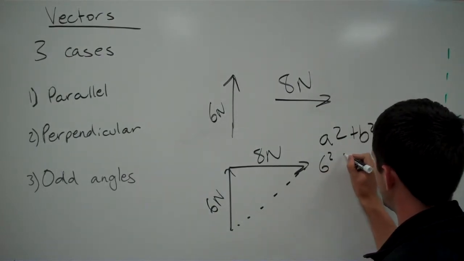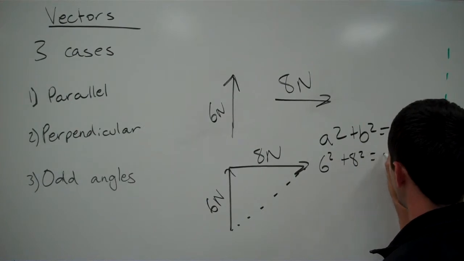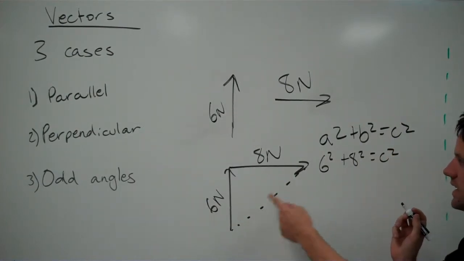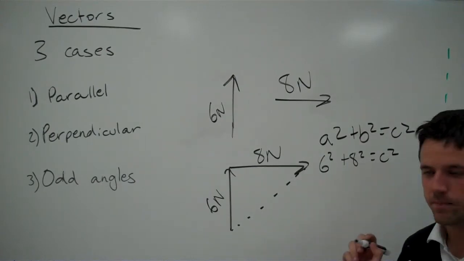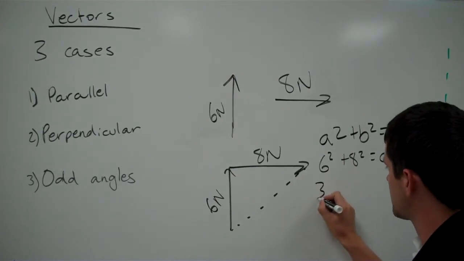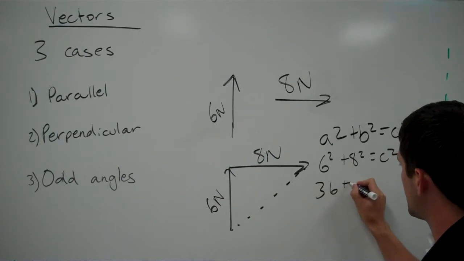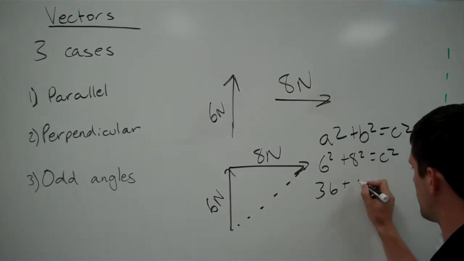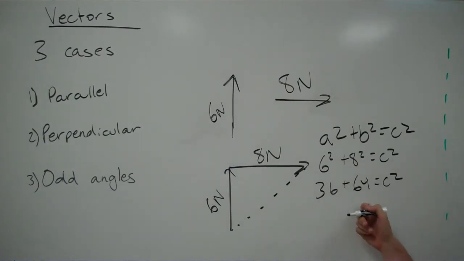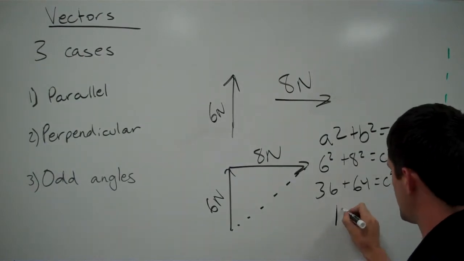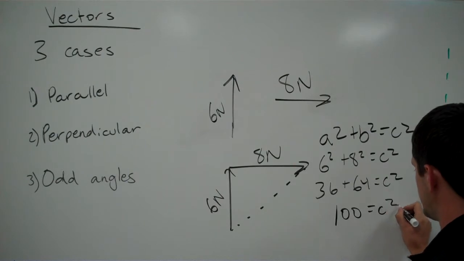I'm going to get 6 squared plus 8 squared equals c squared. And it doesn't matter if 6 is a or 6 is b, it's both the legs, so it'll work out the same way. Okay, now 6 squared is 36, plus 8 squared is 64 equals c squared. Okay, so now I'm going to add those two together. I get 100 equals c squared.